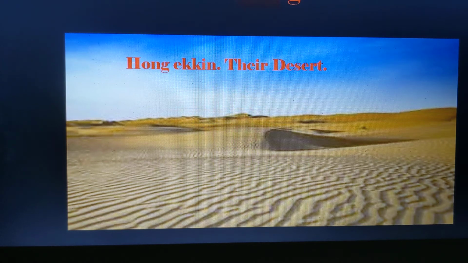But here I have as an example, I'm saying that Hang Ekin, their desert is beautiful. Hong Ekin Pwana. Their desert is beautiful, is good.